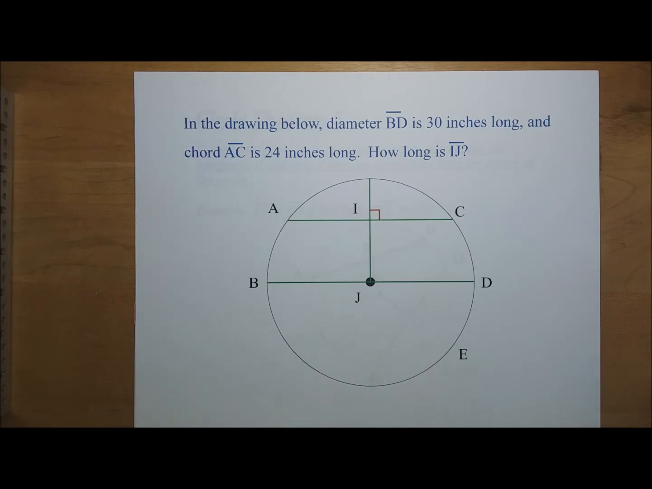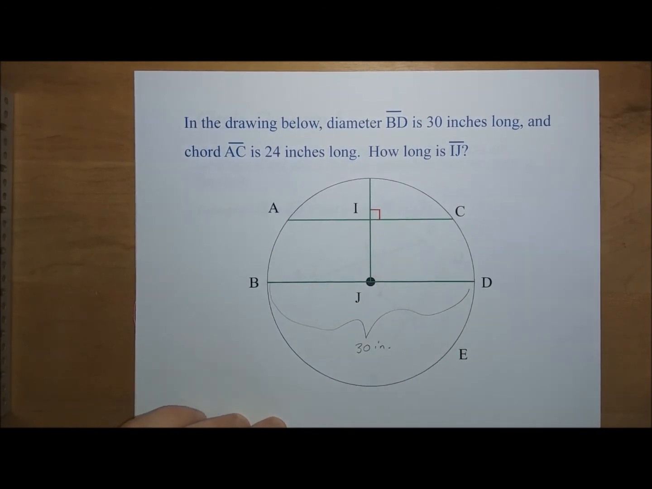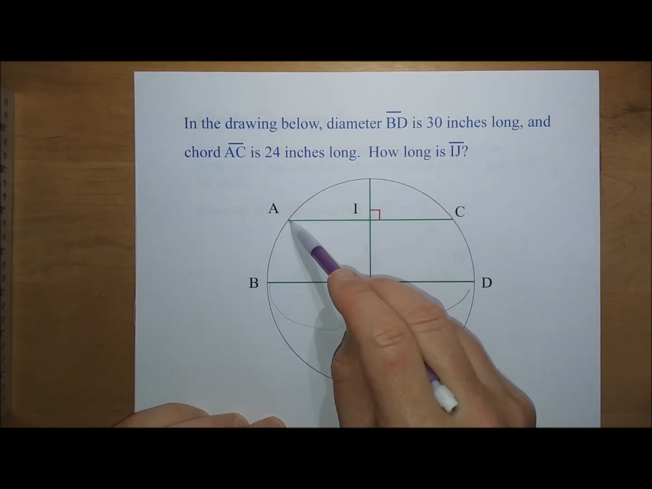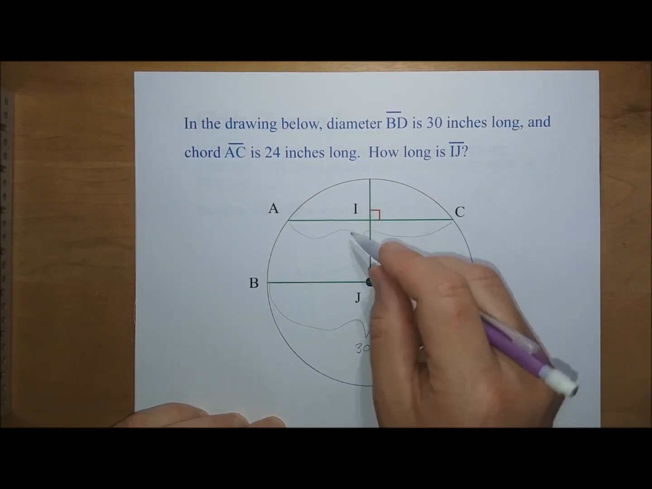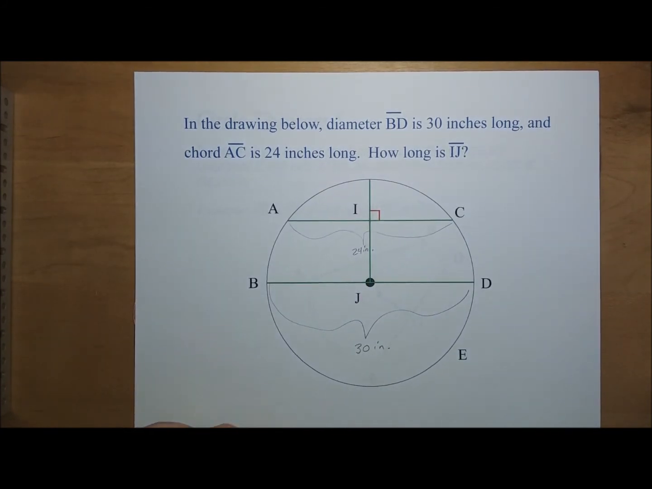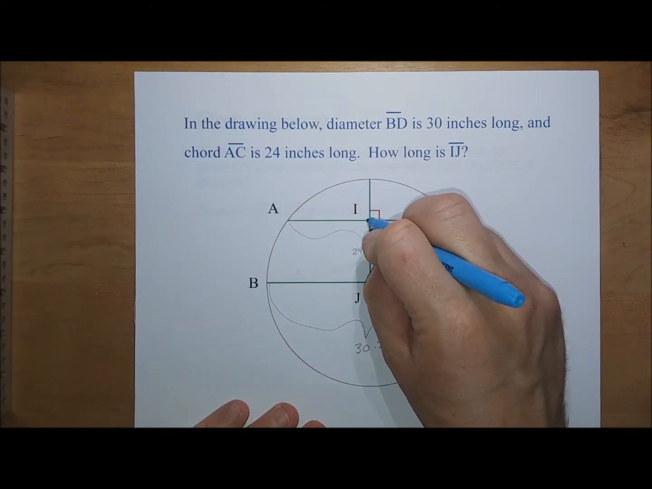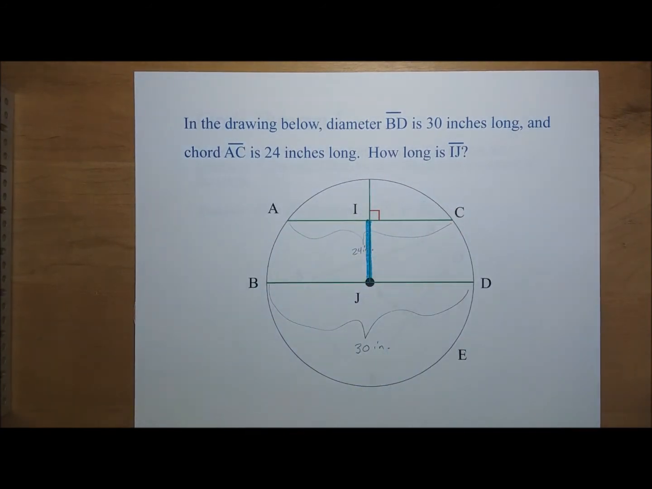Let's tackle this. In this drawing, diameter BD is 30 inches long. Okay, so we can go ahead and label that. This guy's 30 inches. And chord AC is 24 inches long. Okay, so this guy here is 24 inches. Good. How long is IJ? IJ. Okay, they want this piece in here. Okay. Well, I think we can do this.